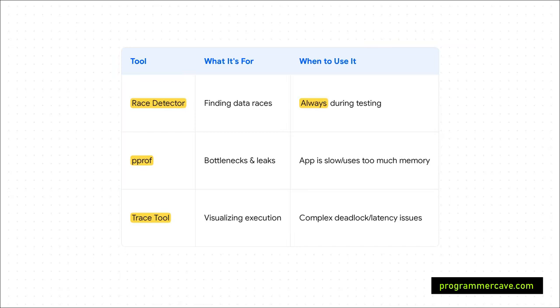If you take away only one thing, let it be this. Got a data race? Use the race detector. Every single time. Is your app slow or leaking memory? Grab pprof to find out what is causing the problem. Are you facing a really complex deadlock or some weird latency issue? Use the trace tool to see why it's happening. This is your whole decision-making framework right here.